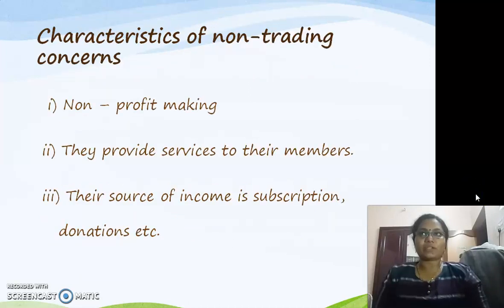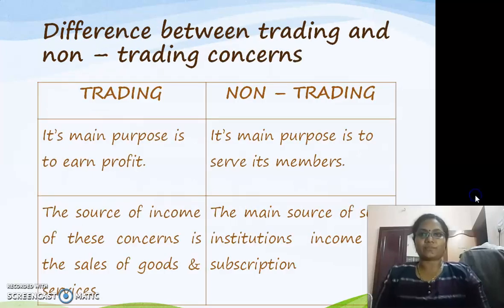Next, we are going to see the characteristics of non-trading concern. As we know, it is a non-profit making organization, a non-profit seeking entity. They provide service to their members. The source of income is subscriptions and donations.